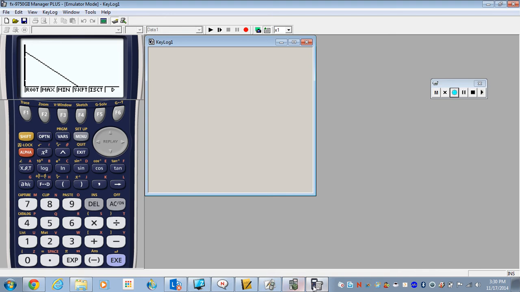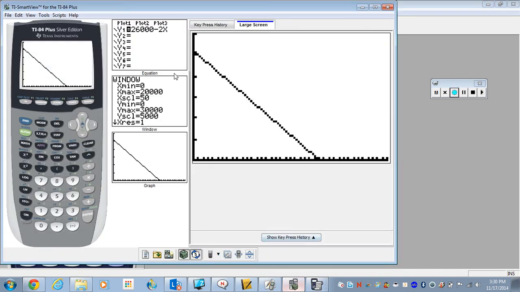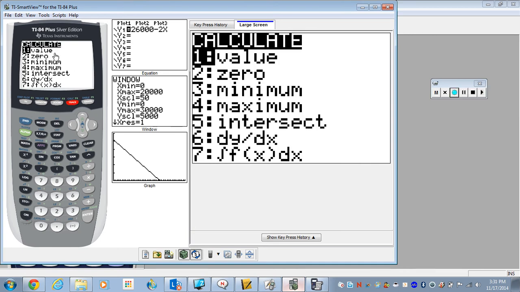Let's go to the TI and see if it's an easier way to do it. On the TI, if you go to second and then calculate, what I'm looking for is my zeros. So let's see if we hit number 2, if that'll give us what we want.